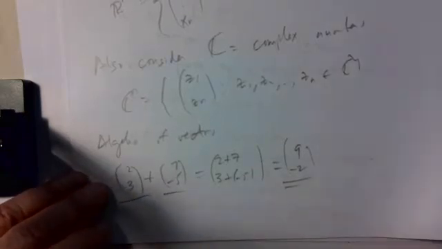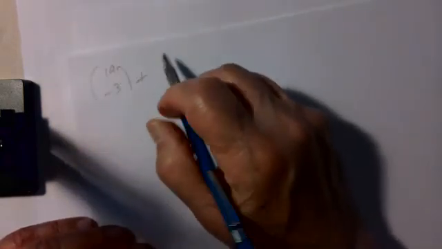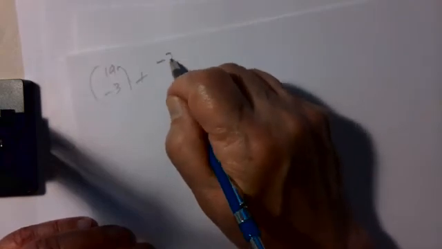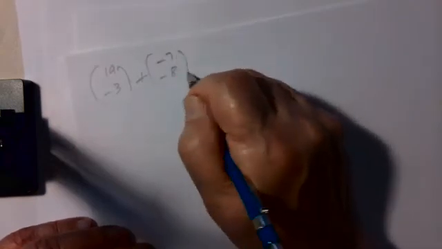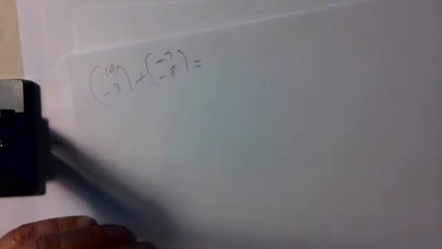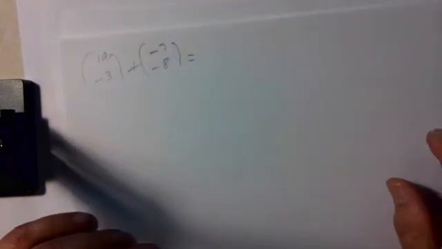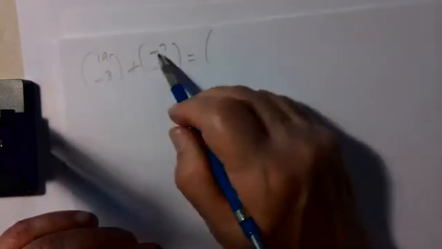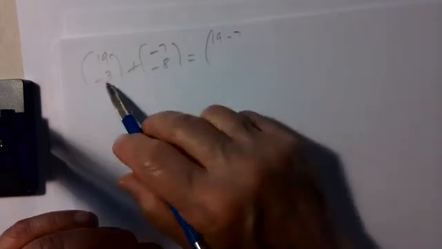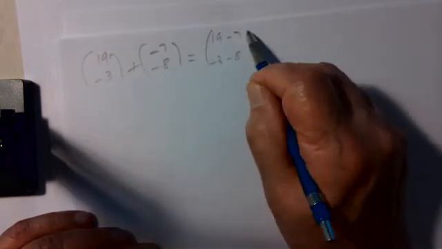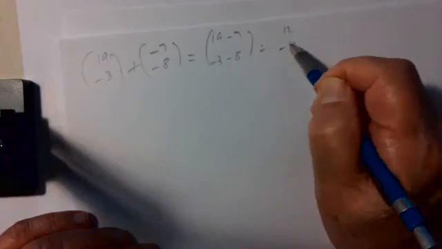Let's just do a few examples. Suppose you take the vector 19, minus 3 and minus 7, minus 8. And when you add them, what do you get? You get 19 minus 7, minus 3 minus 8. That's 12, minus 11.